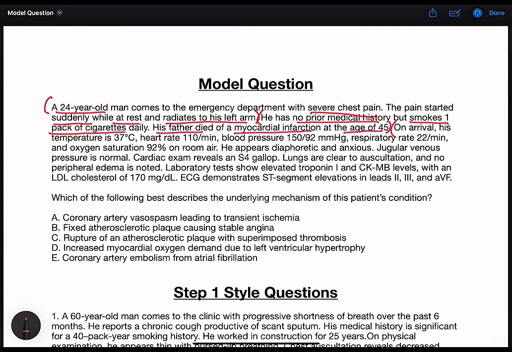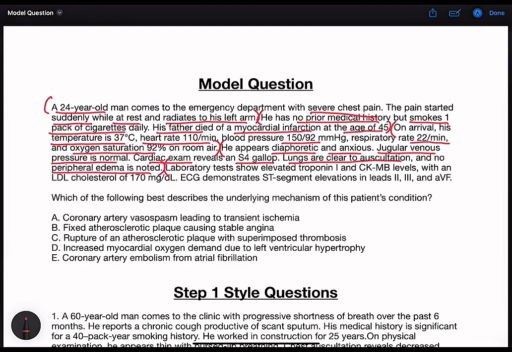Then we have vitals. On his arrival, his temperature is 37 degrees centigrade, heart rate 110 per minute, BP 150 by 92, respiratory rate 22 breaths per minute, and oxygen saturation 92% on room air. This was vitals. Then we have physical examination. He appears diaphoretic and anxious. Jugular venous pressure is normal. Cardiac exam reveals an S4 gallop. Lungs are clear to auscultation and no peripheral edema is noted. This was all about physical examination.